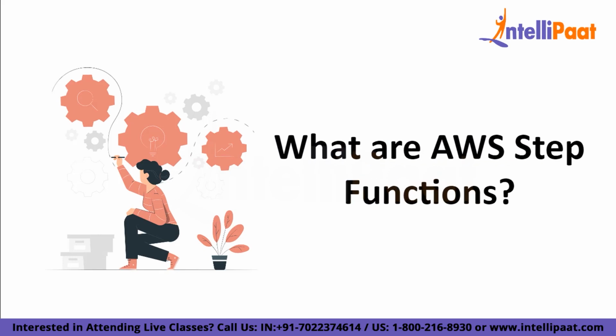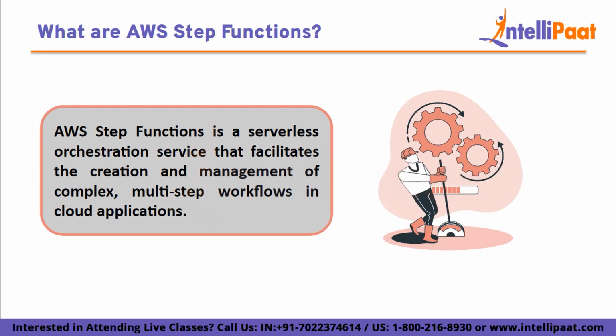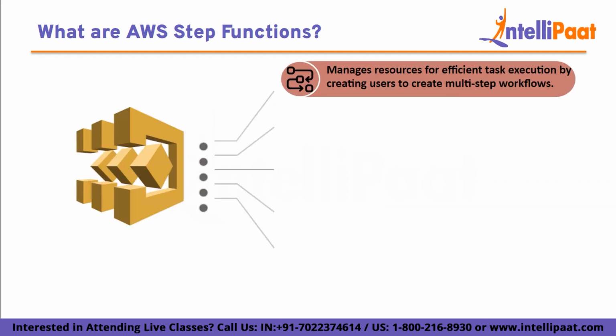What are AWS Step Functions? AWS Step Function is a serverless orchestration service that facilitates creation and management of complex, multi-step workflow in a cloud application. AWS Step Function is an invaluable Amazon Web Service designed to simplify coordination of various AWS resources for accomplishing tasks effectively. It empowers the users to construct the workflow with multiple steps, where the output of one step seamlessly feeds into the input of another, all through an intuitive visual workflow editor.